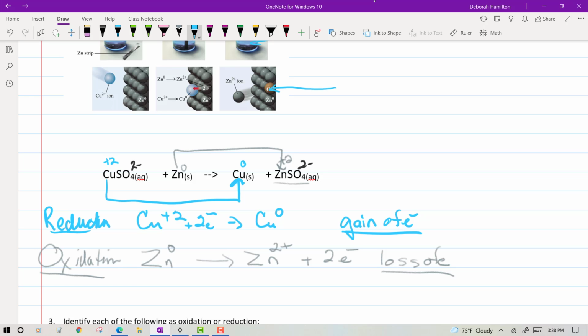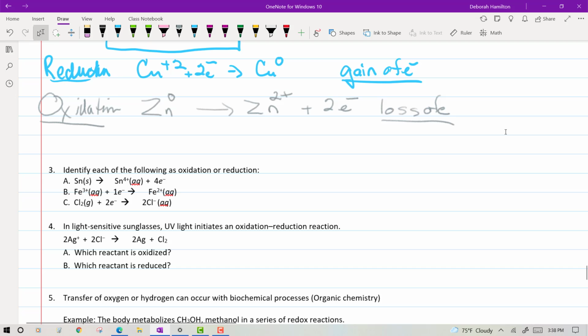So what am I going to ask you to practice? Can you tell me which process is taking place if you see the half reactions? Let's try those first. You can do both 3 and 4. Just pause the video and try those, and then come back and check your answers.